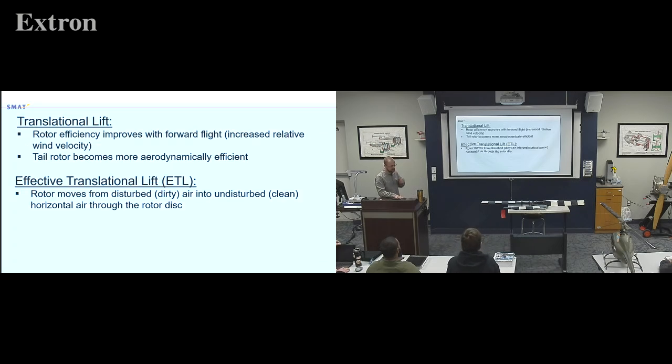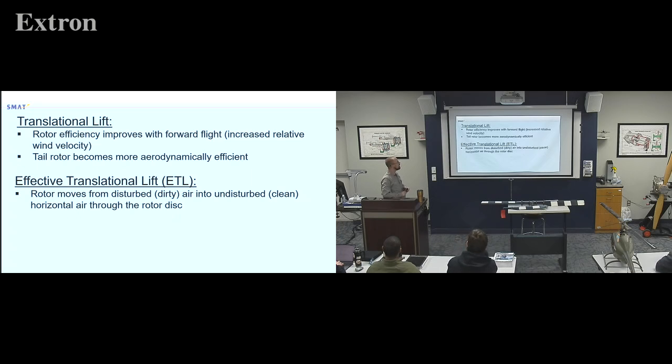Translational lift. Rotor efficiency improves with forward flight. Why is that? Air. Good. Same thing with our Beach jet. Beach jet does not float very well, correct? What type of wings does the Beach jet have, Nate? What type of wing setup does the Beach jet have? High fineness ratio. So sleek, very long. They're long, but they're tapered out. They need a lot of air across the wings to get lift.